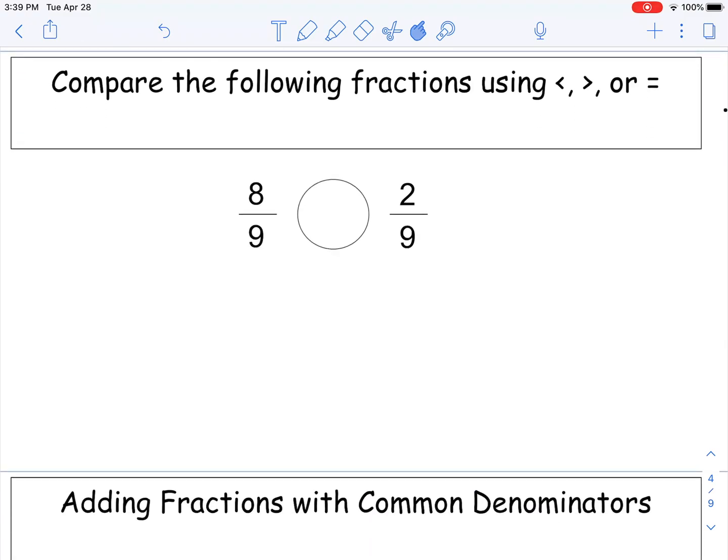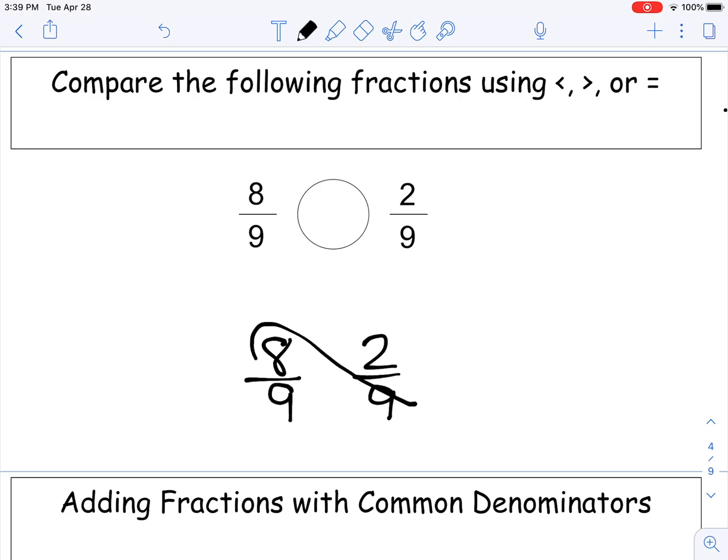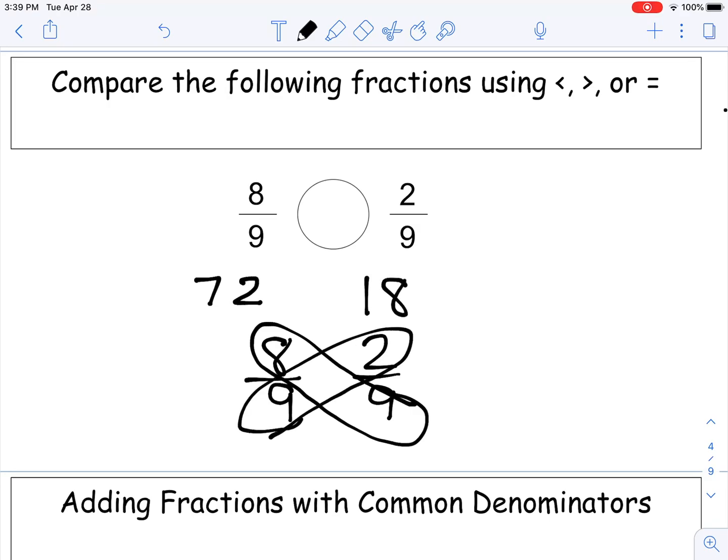Next one, comparing. Remember, when you are comparing the fractions, the easiest way to do it is to cross multiply. So to show my work, 8/9, 2/9. Remember, we're going to do 8 times 9, which is going to give you 72. And then you're going to do 9 times 2, which is going to give you 18.